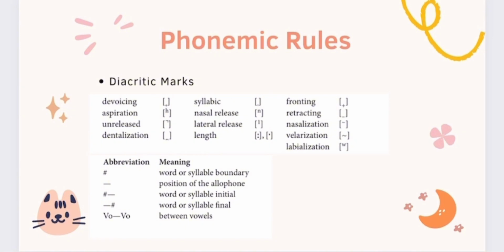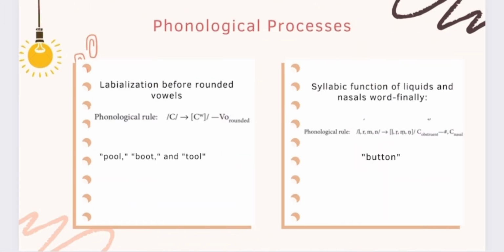Phonemic rules. There are some diacritic marks. Phonological process. First one, labialization before rounded vowels. Here is the rule. This rule applies to all consonants when they appear before rounded vowels. For example, pool and tool.